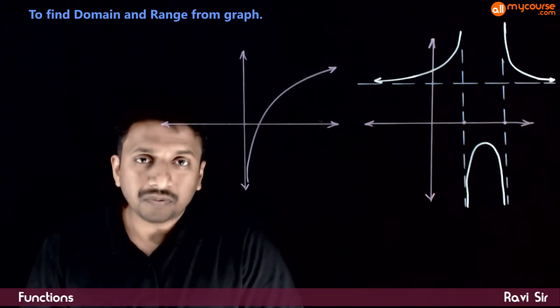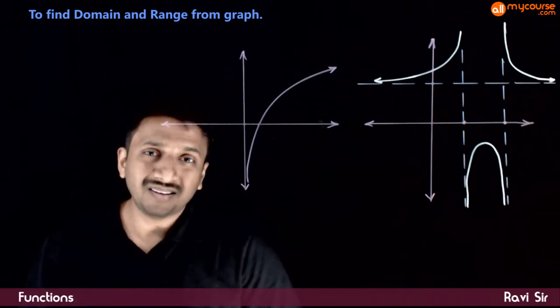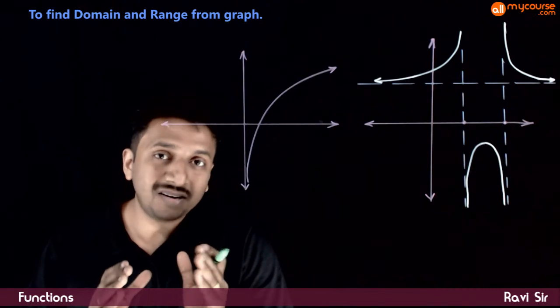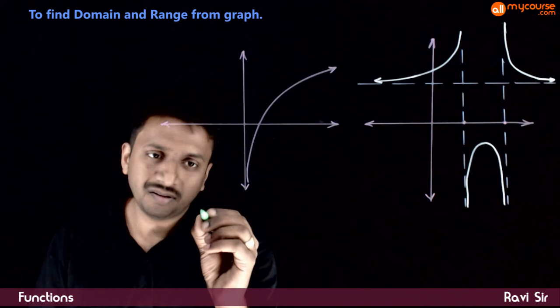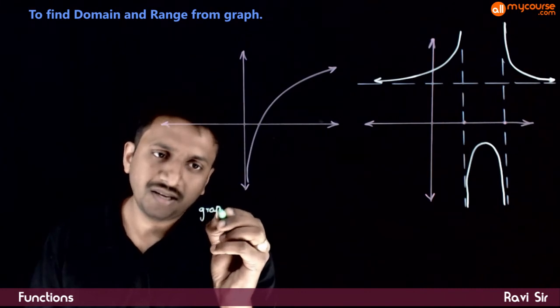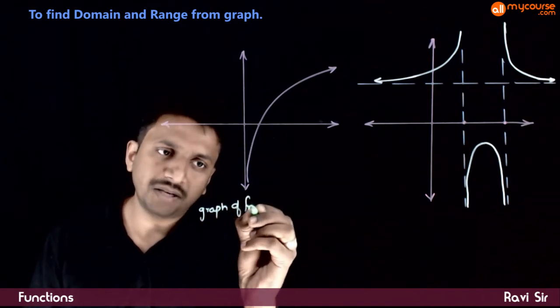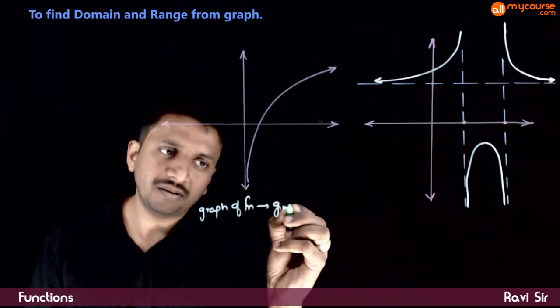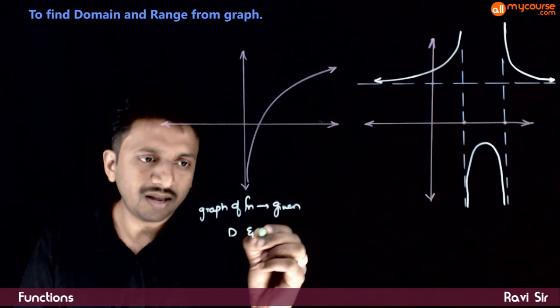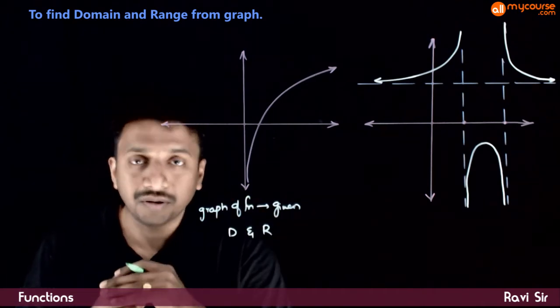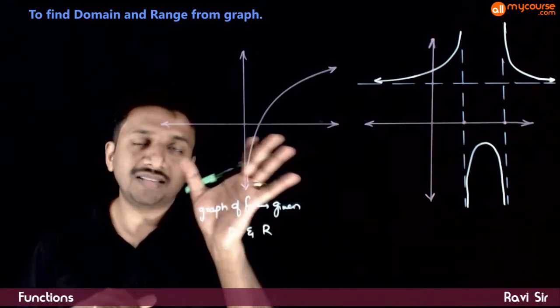So in this video, let us look at how to find the domain and range of a function if the graph of the function is given. If the graph of a function is given, how do we find the domain and range? That's the question we're going to deal with. So let us take this graph.